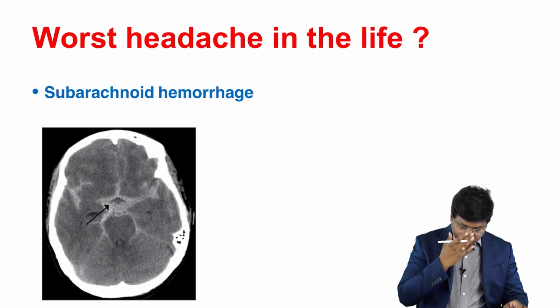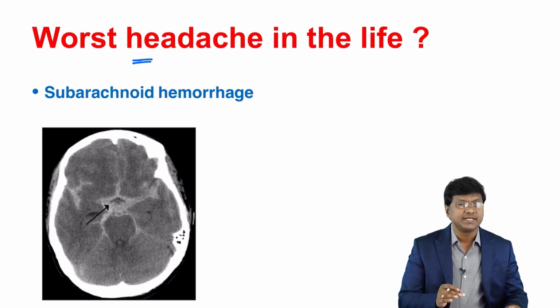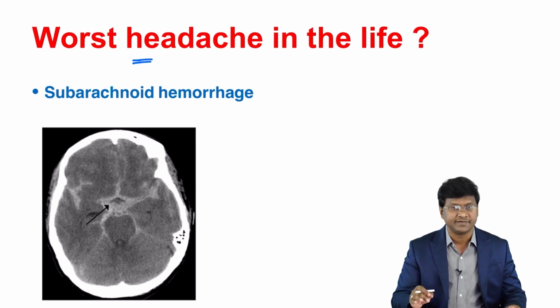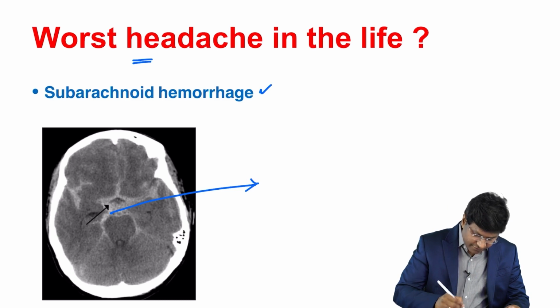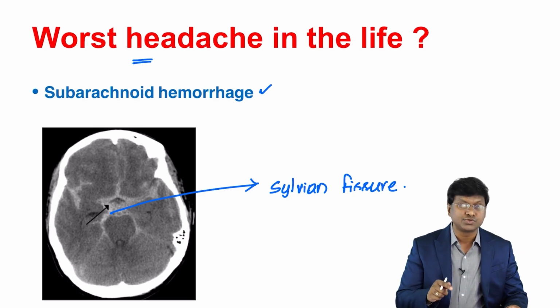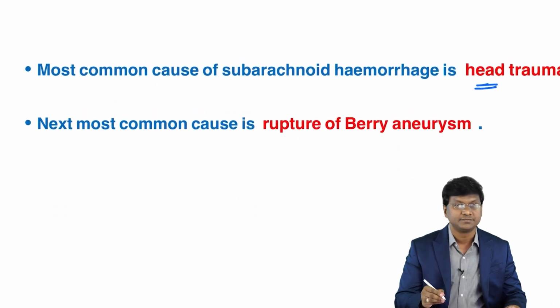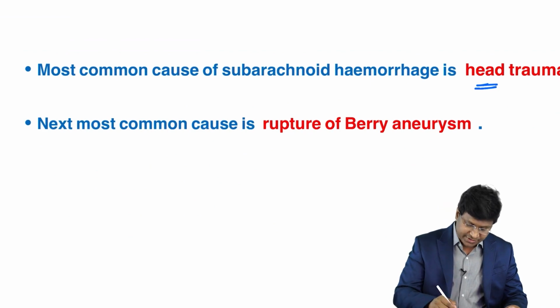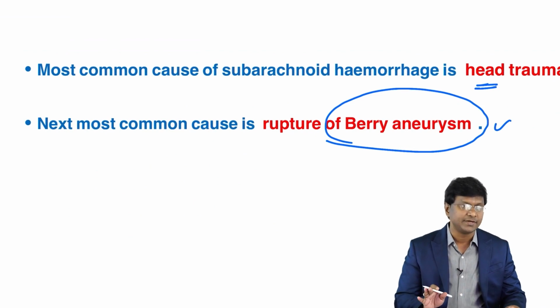Next. One more important question, they have given you the image actually. The clinical scenario is a patient describing the worst headache of his life. And the answer is subarachnoid hemorrhage. You can see the presence of hemorrhage in the sylvian fissure, that is in the subarachnoid space. And what is the most common cause of subarachnoid hemorrhage? The most common cause is head trauma. And the second most common cause is rupture of a berry aneurysm. So these are the important points about subarachnoid hemorrhage.